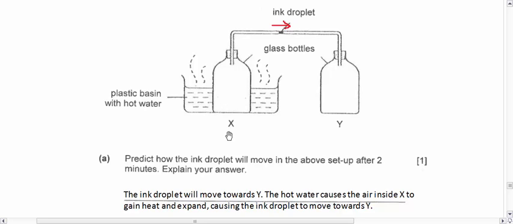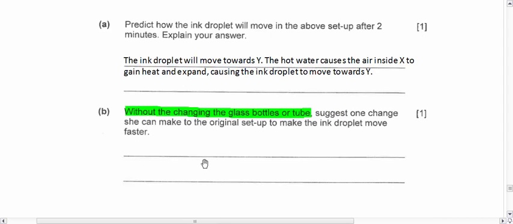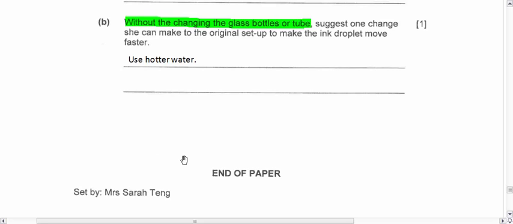But take note, if you're going to put a flame with the plastic basin, it's going to melt. That's dangerous. So if you want to put a flame, it must be on the glass bottle, and you have to remove this basin with hot water. When you put a flame, yes, you have more heat. But the easiest answer is to use hotter water. That's all. Alright, that's the end of the paper. Have fun.